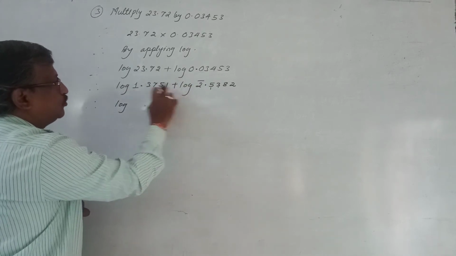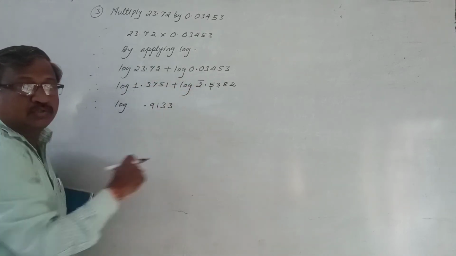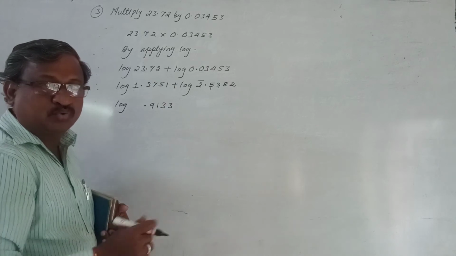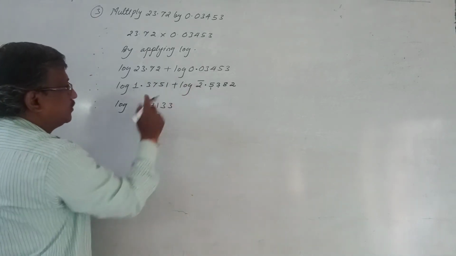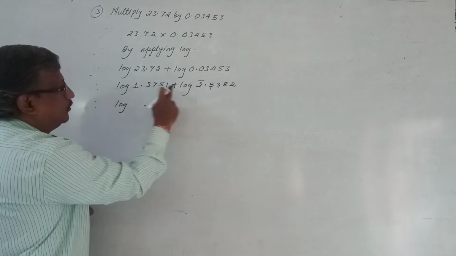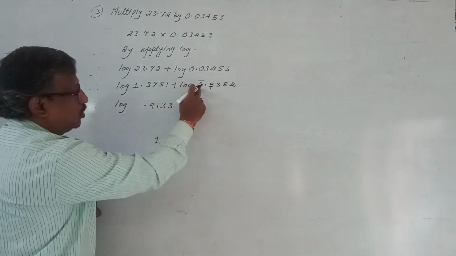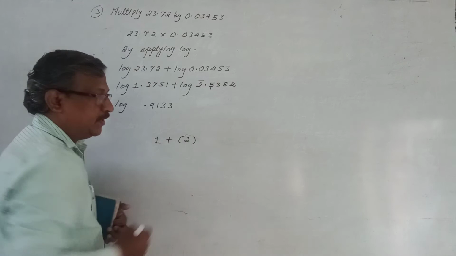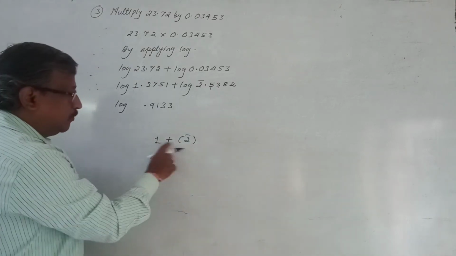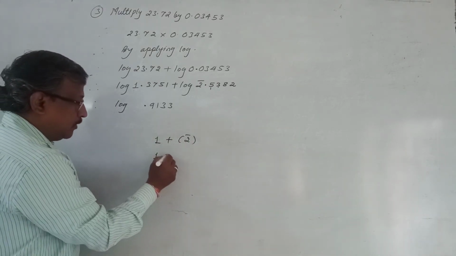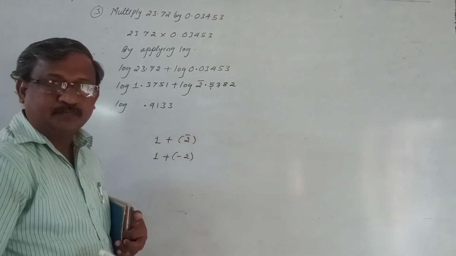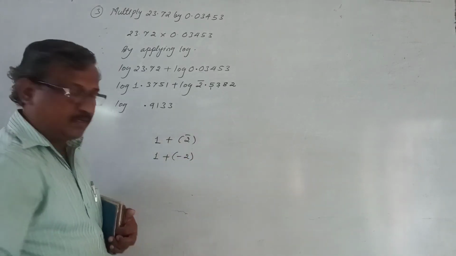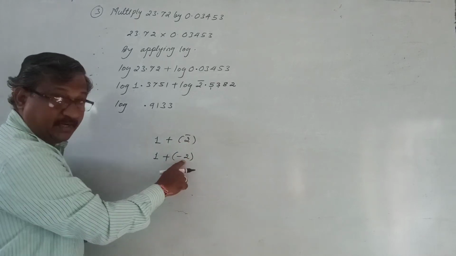So we have to add 1 plus bar 2. How to add 1 plus bar 2? That calculation you work out separately. We have 1, and we add bar 2, which you write in a small bracket: 1 plus bar 2. Bar 2 is assumed to be minus 2. It is considered as negative, right?